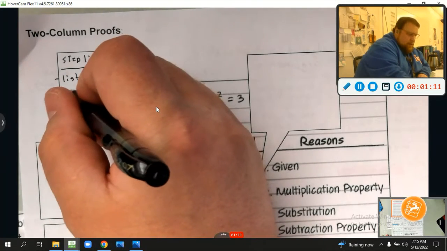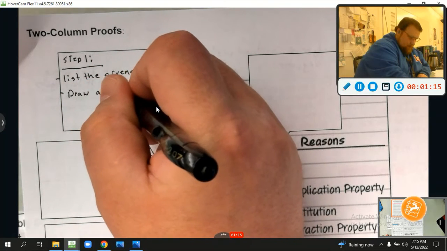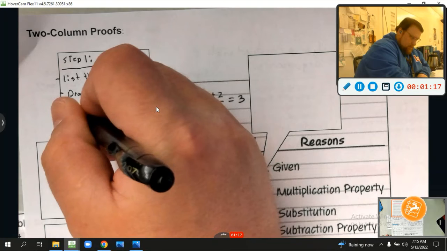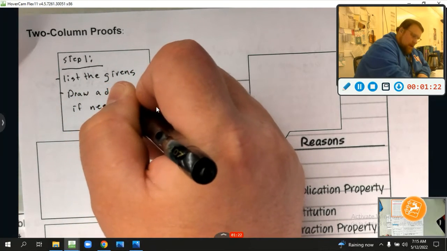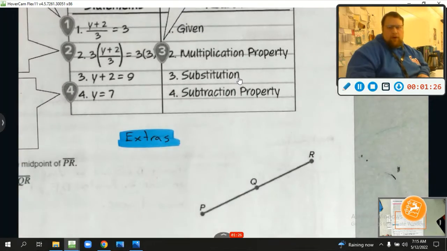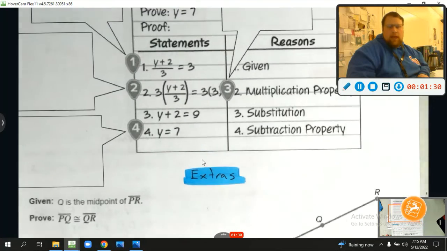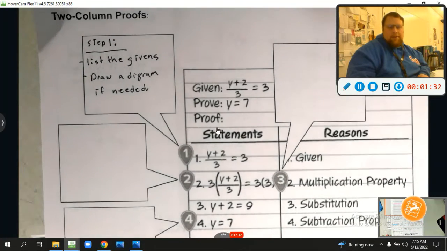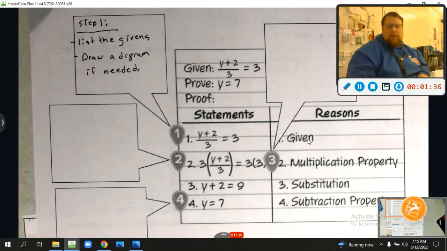And part of that step is draw a diagram if needed. If you look down here at the proof we're going to do in a minute, this is already drawn for you, but sometimes you need to draw a diagram to help label things and figure it out. So after we've listed the given, notice we even label it given under reasons.